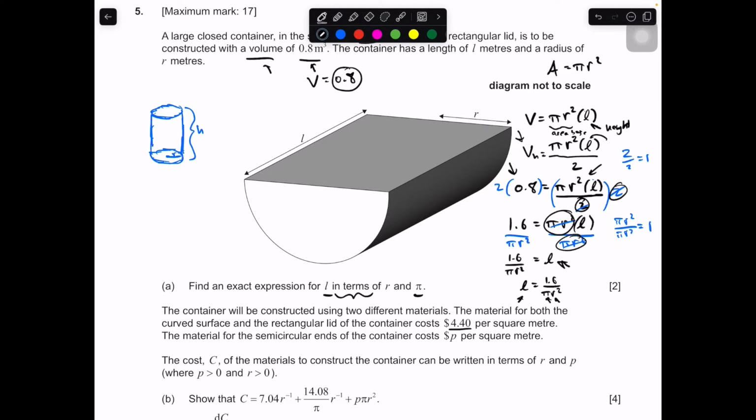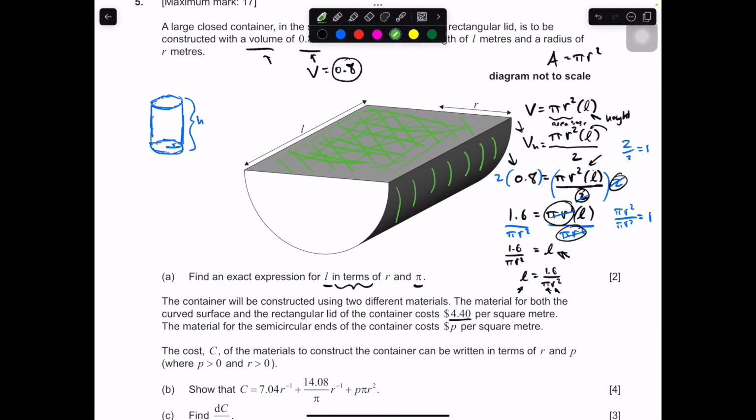So what is the curved surface and the rectangular lid? The curved surface is, of course, this right here. And the rectangular lid is this. That doesn't show up too well, but there it is. I'll write it here as well. It's a little better. So this is the rectangular lid right here. I hope that's coming through okay. And then, of course, the curved surface along the edge. I hope you can see that. Yeah, that's fine. And this is going to be $4.40 per square meter.